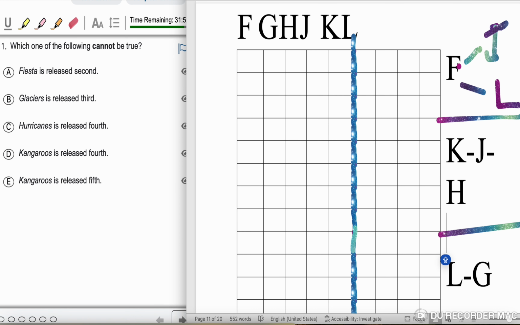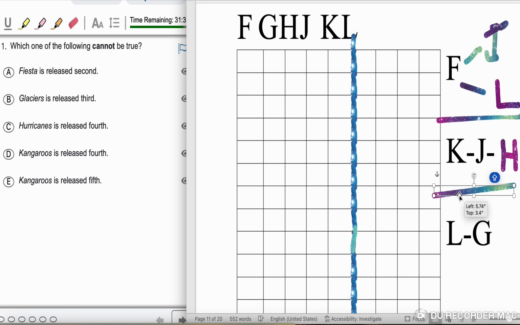So I wrote down the conditions over here: F before J and L, K, J, H. Actually, let me put H here, so that I don't have to look at the bottom one. That's going to be a whole lot better. Okay, so I can move this one up. So K, J, H, and L before G. Let's see if I can put any of these together real quickly.